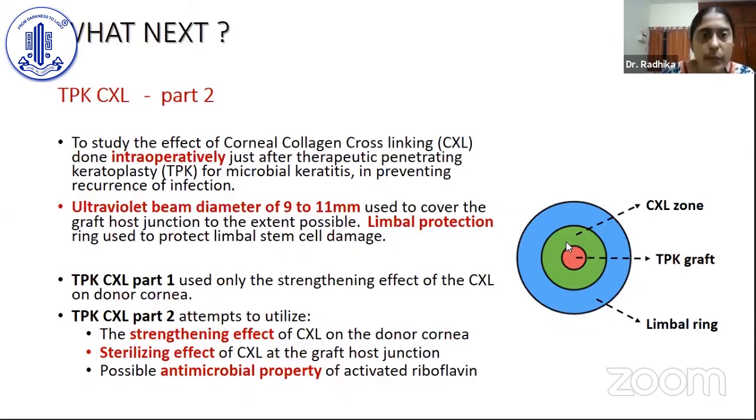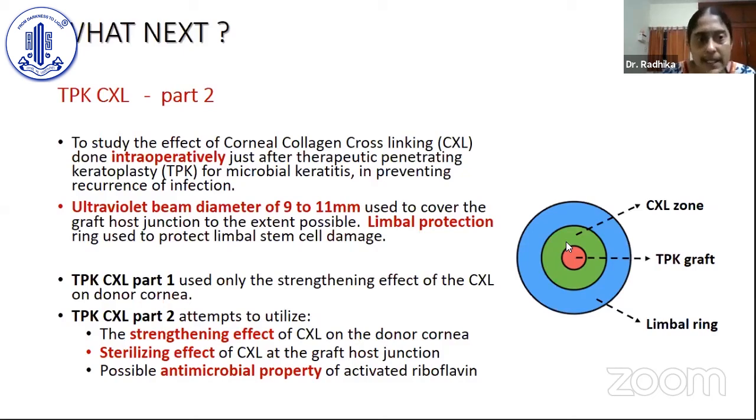So this worked when the infection was spreading to the limbus from a smaller central infiltrate. So for larger grafts, it was not possible to cover the entire graft host junction. So we decentered the limbal ring so that wherever the infection had reached the limbus or the sclera, the effect of the CXL would be directed there, and elsewhere the limbus would be protected. So basically, you can see here in the schematic diagram, the central part, the red circle is the graft which underwent the CXL, and the penumbra is the zone which has undergone CXL, which is basically the graft host junction, and the umbra outside is the area which is protected by the limbal ring.